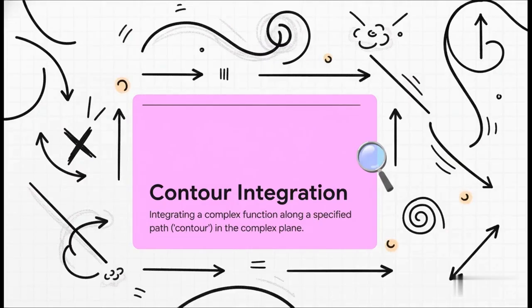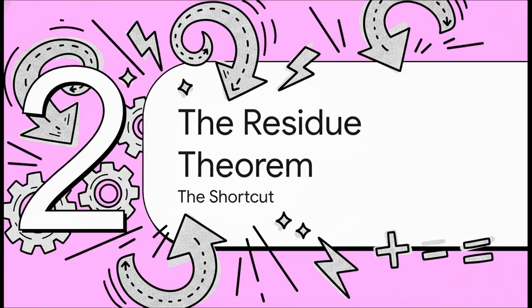So this is our new powerful tool, contour integration. And it's that very flexibility, the freedom to choose our own path, that we're going to use to find our shortcut. The whole game is about picking a path so cleverly that all the hard parts of the problem just vanish. So how in the world do you pick the right path?